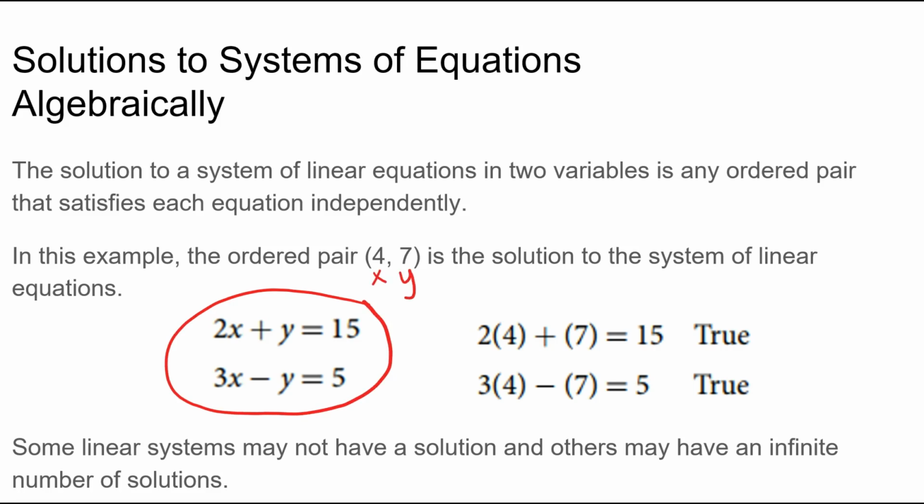So how could we check that it's a solution? We would plug it in for x and y and see if we get a true statement. So we'd plug in 4 for x, 7 for y, for both equations, and in the first one we get 15, so that works. In the second one we get 5. Some linear systems do not have a solution and others have infinitely many solutions. We'll investigate that more in the special cases slides.